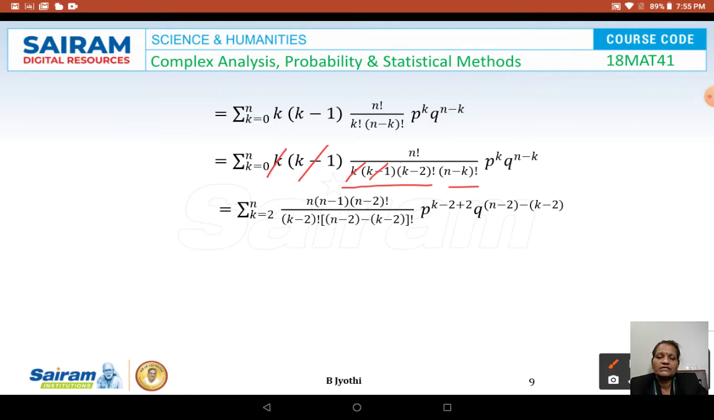Now, this n factorial can be written as n into n minus 1 into n minus 2 factorial, divided by k minus 2 factorial. And this n minus k factorial, by adding and subtracting 2, we can also write it as n minus 2 minus of k minus 2. And for p power k, we will add and subtract 2. And even for q power n minus k, we will add and subtract 2. Therefore, it will become q power n minus 2 minus of k minus 2.